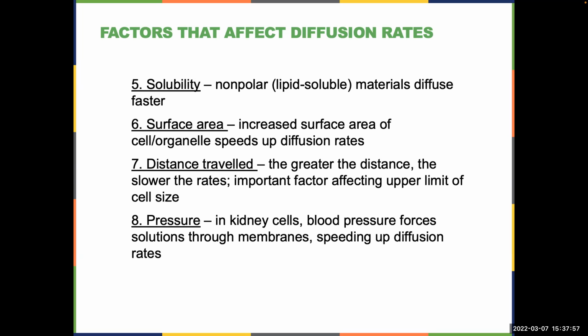Okay, weird example, but it works. Solubility, non-polar, or in other words, lipid soluble substances are going to easily go through the membrane as long as they're small enough. Okay, so if it's lipid soluble, it will diffuse quickly. Surface area. Increased surface area of the cell or the organelle, if you're talking about going into an organelle, that's going to help speed up diffusion rate. If there's more membrane, then the solute has more space to diffuse through, and it'll speed up the diffusion rate.